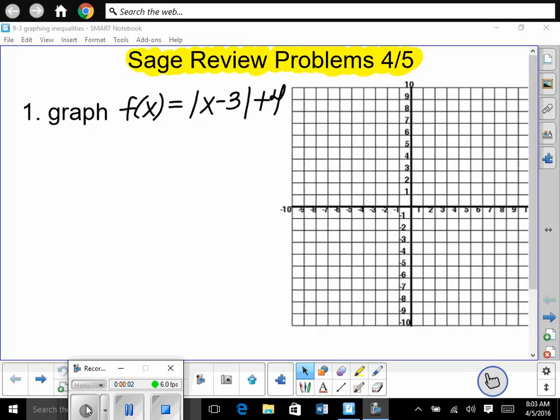y is equal to the absolute value of x minus 3 plus 4. First of all, you have to know that an absolute value function is a V. You need to know that right off. Does everybody see the absolute value sign? You should say, oh yeah, that's a sharp V.